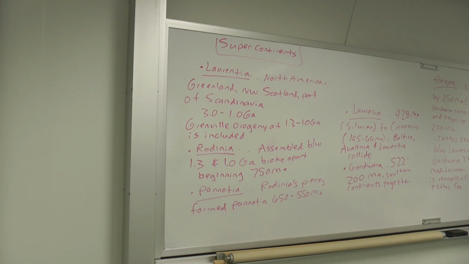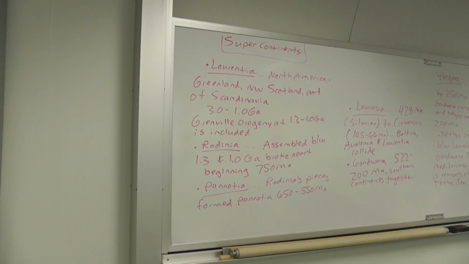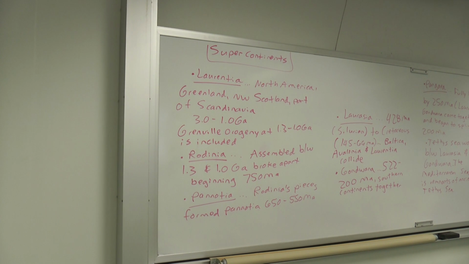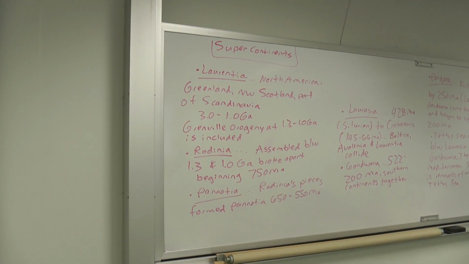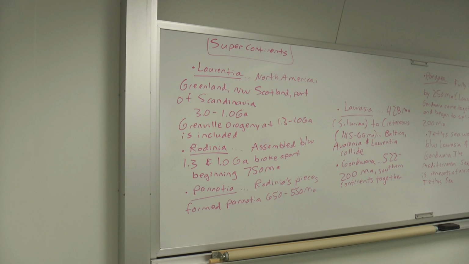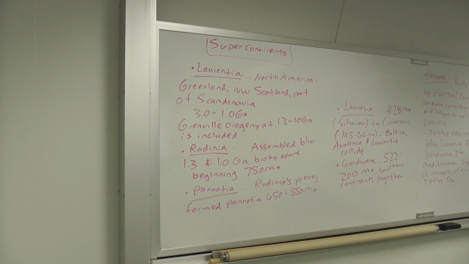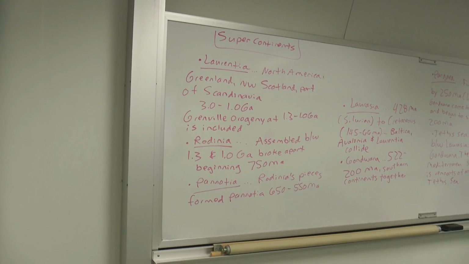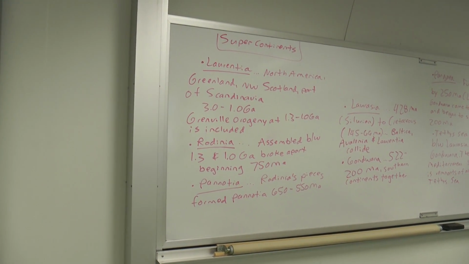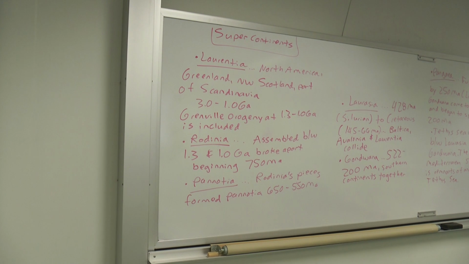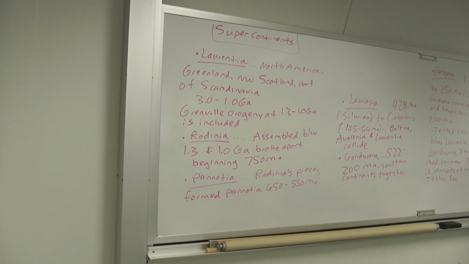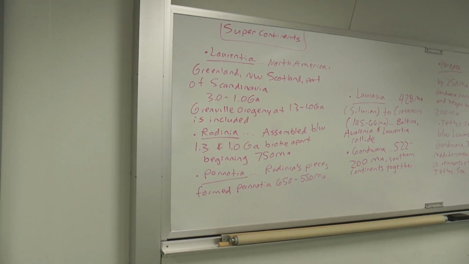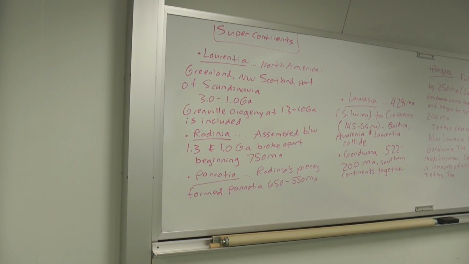But let's go all the way back to 3 billion years ago. So from 3 to 1 billion years ago, we had a smaller supercontinent forming called Laurentia. This consisted of North America, Greenland, Northwest Scotland, part of Scandinavia. And again, the last stage in building Laurentia was the Grenville orogeny that we see evidence of here in North Carolina in the mountains, if you know where to look. Grenville orogeny was between 1.3 and 1 billion years ago. That's included as part of Laurentia.